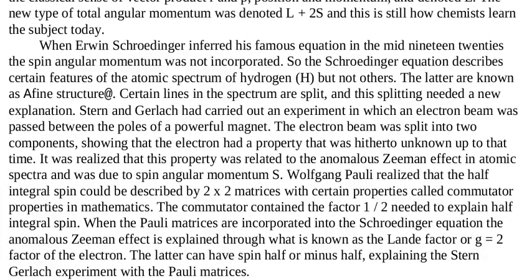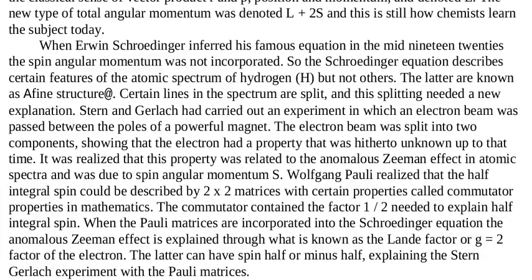Stern and Gerlach had carried out an experiment in which an electron beam was passed between the poles of a powerful magnet. The electron beam was split into two components, showing that the electron had a property that was hitherto unknown up to that time. It was realized that this property was related to the anomalous Zeeman effect in atomic spectra and was due to spin angular momentum S.